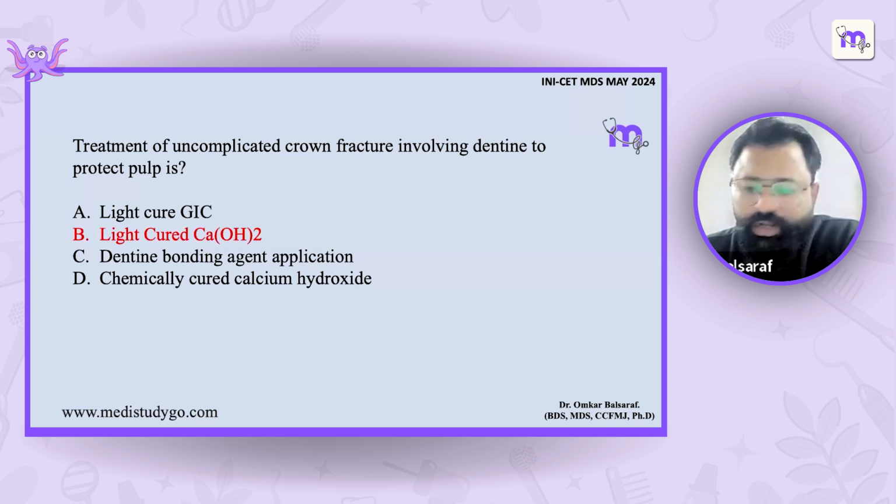So it is light cured calcium hydroxide is the answer, because light cured calcium hydroxide will stay in the dentine and it will protect pulp from any further trauma. You can also go ahead with giving a composite layer above it.